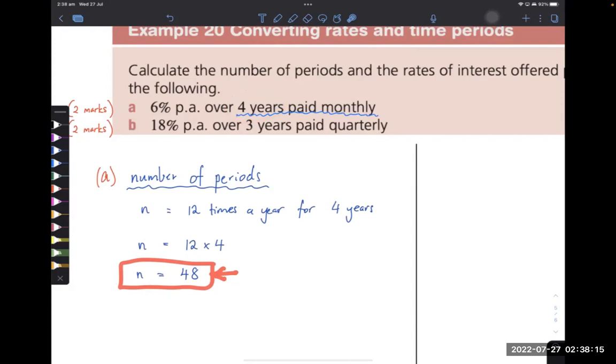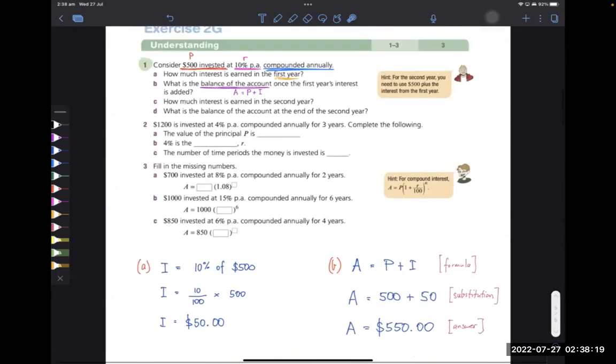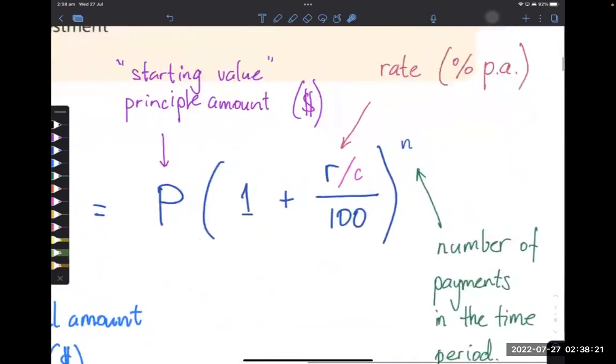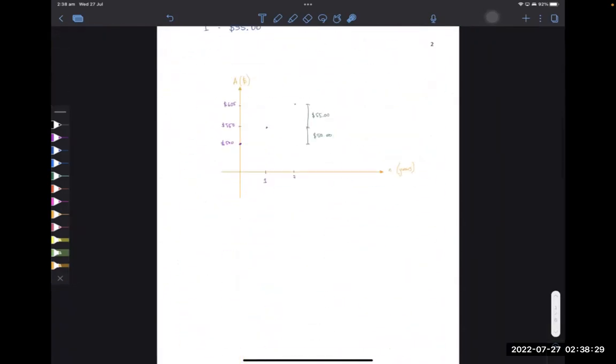So why is this number here important? This number here is important because we need to go up here to our formula, and we're going to replace this now with a 48, if we were to use that equation.